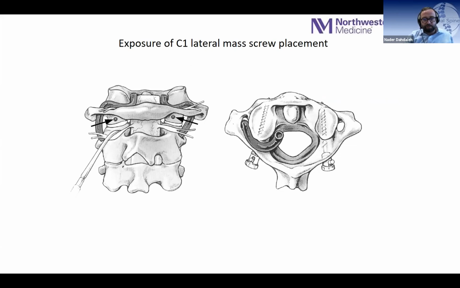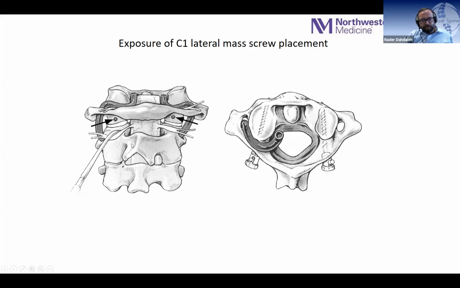So how do you put a C1 screw? As we mentioned, the option for a C1 screw is mainly a lateral mass screw. Subperiosteal dissection at the inferior edge of the posterior arch of C1. We have no business being close to the vert and the groove. Continue, and then you dip into the lateral mass of C1.